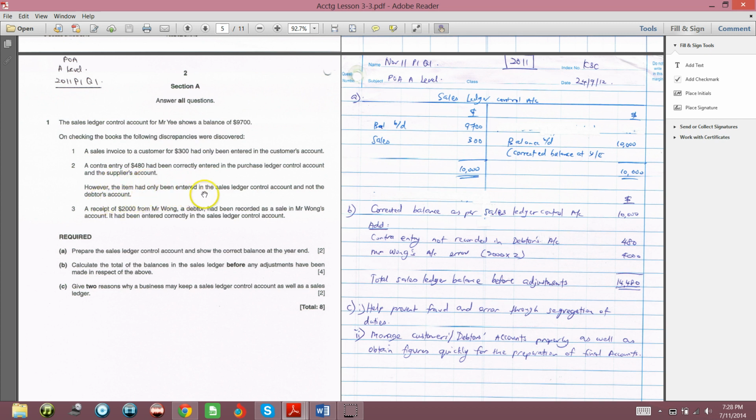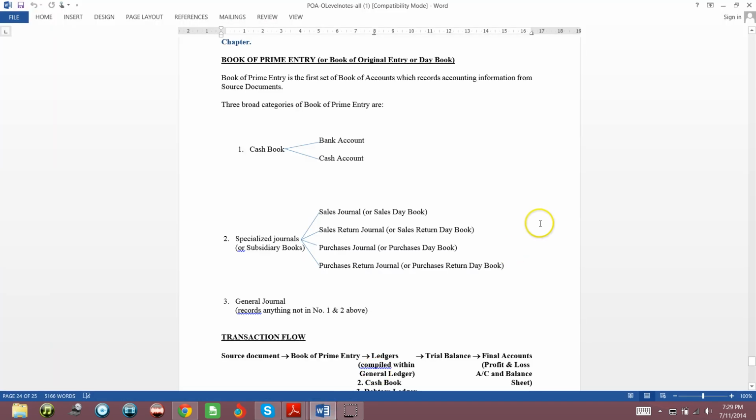However, the item had only been entered in the sales ledger control account and not the debtors account. A receipt of 2,000 for Mr. Wong, a debtor, had been recorded as a sale in Mr. Wong's account. It had been entered correctly in the sales ledger control account. Okay, so this one I have to make you refresh on here again.